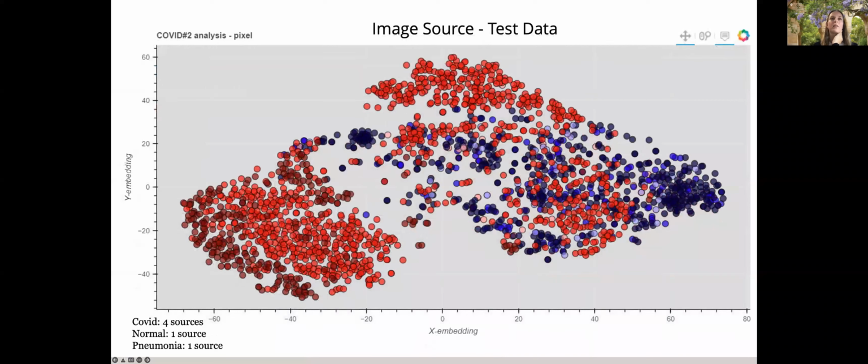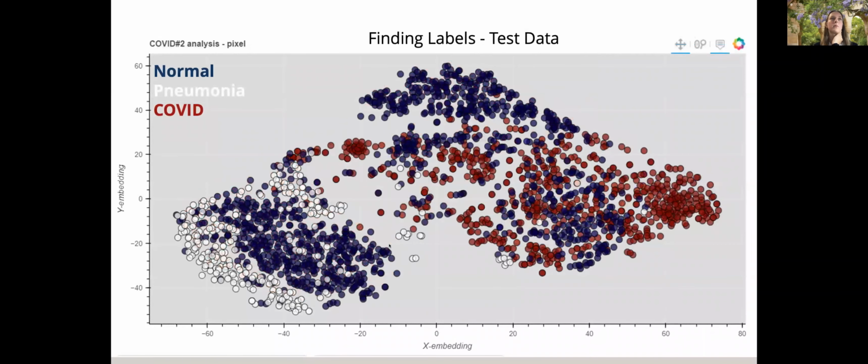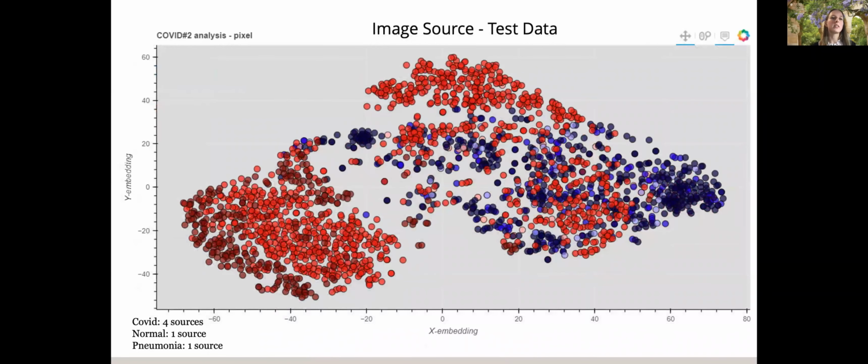So here's an example of that. Going from looking at the correct labels and looking at where that data was collected, COVID was collected from 4 different sources. The normal class was collected from 1 source and pneumonia from another source. So just looking at a very, very simple distribution of the data set and coloring it in by where it came from, we can see already that there's quite big issues in the data.